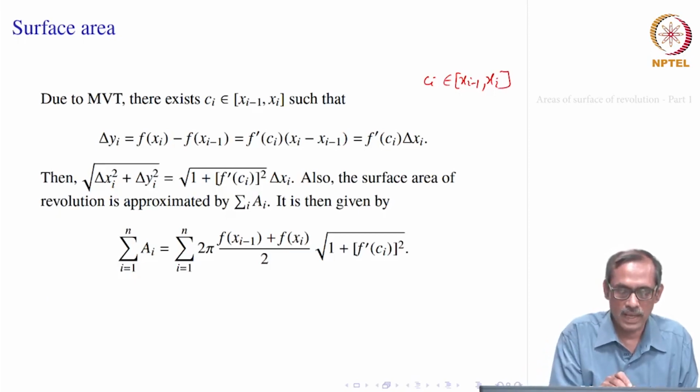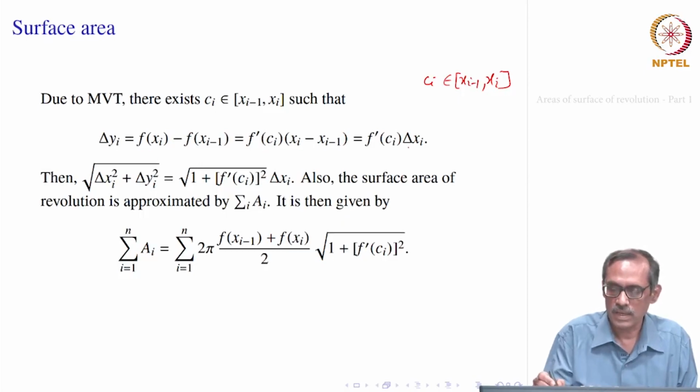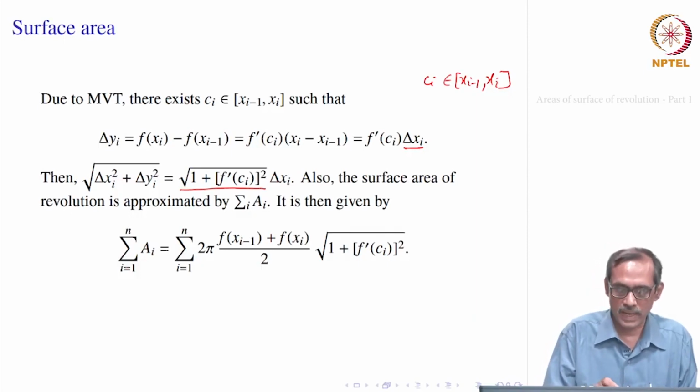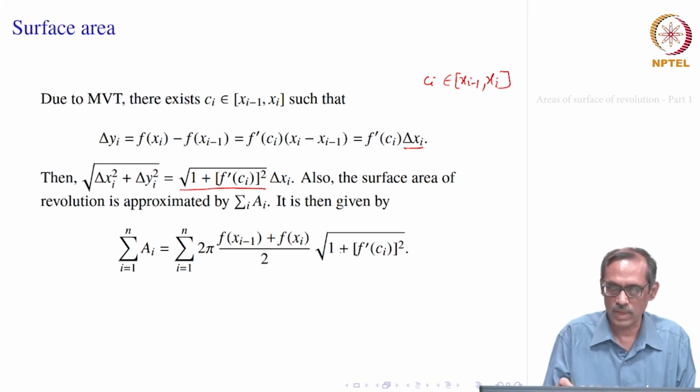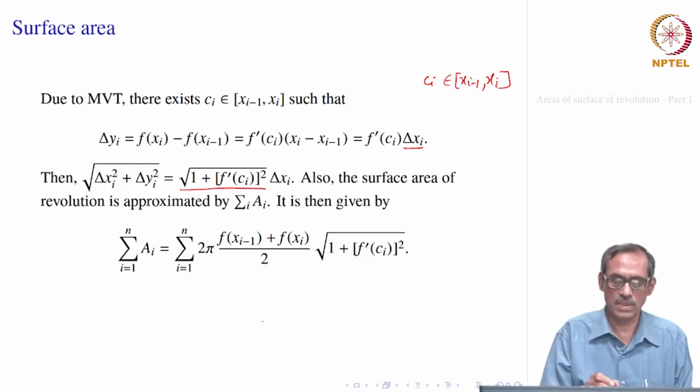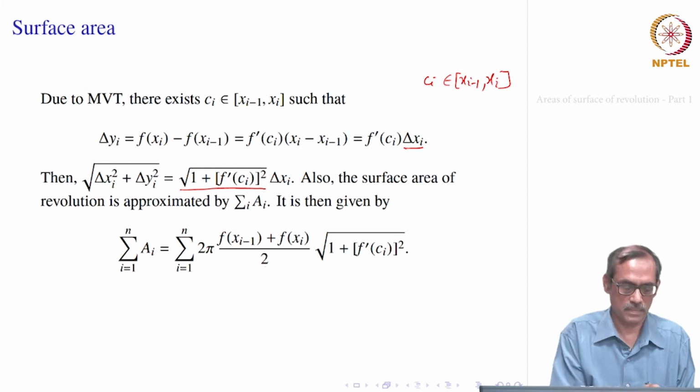So, with this now, delta x_i squared plus delta y_i squared will be equal to delta x_i squared into 1 plus f prime(c_i) squared, and we want its square root. So, it is the square root of 1 plus f prime(c_i) squared times delta x_i. Once this is obtained, our a_i was 2 pi into r, which is (f(x_{i-1}) plus f(x_i))/2, times the square root of delta x_i squared plus delta y_i squared. We now replace it by the square root of 1 plus f prime(c_i) squared. So, this is how the sum of all the approximated areas looks like.